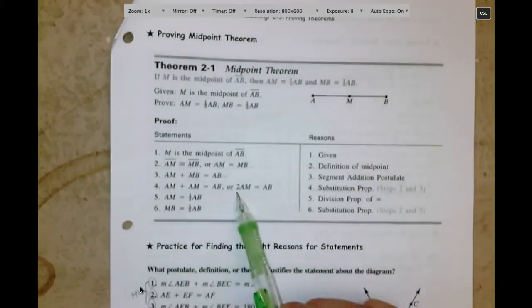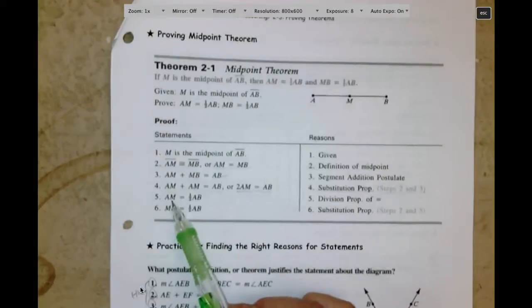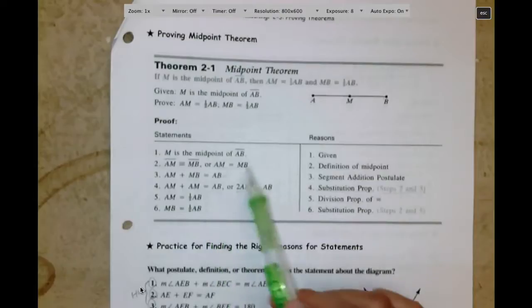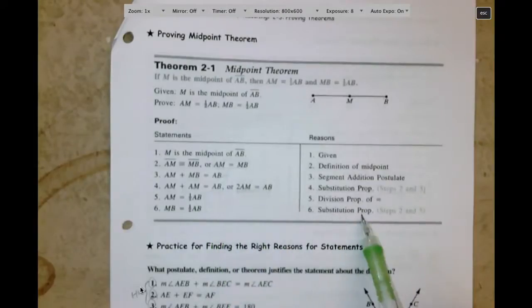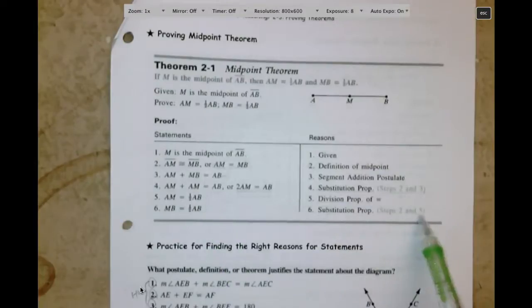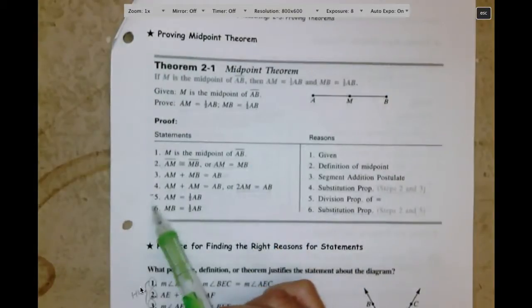Now, from here, you divide both sides by 2 to get AM equals 1/2 AB. That's the division property of equality. And then MB equals 1/2 AB. The last step is substitution of this. So substitution of step 2 into this equation 5. Okay, and then you are done. Because you are supposed to do both of these as a proof. So these are the two conclusion lines.